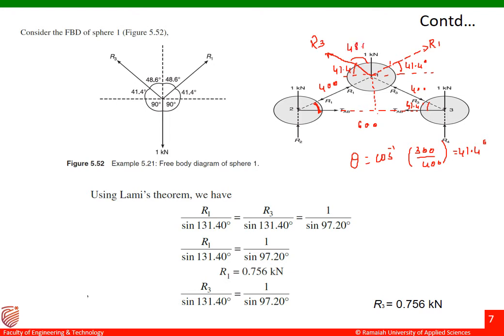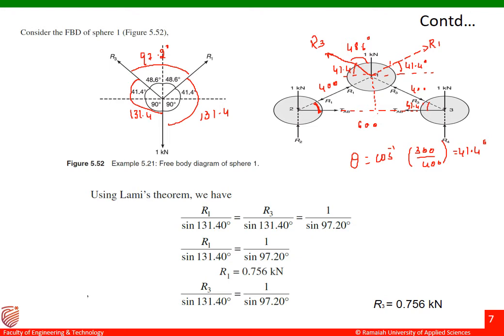This will be 90 minus 41.4, that will be 48.6 degrees then. Fine. Now we can see here all the angles made by the forces here. So this total angle is 90 plus 41.4, it will become 131.4 here. This will also be 131.4 here, and then this will become 48.6 plus 48.6, that is 97.2 degrees over there.